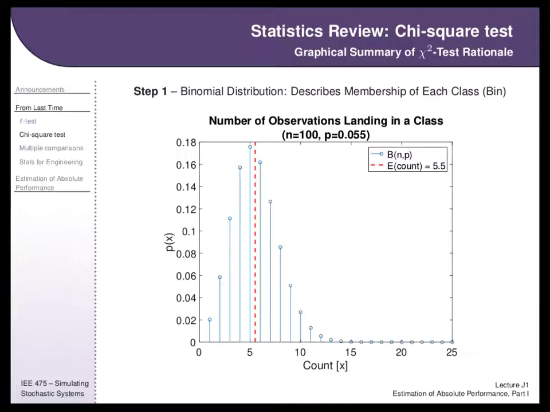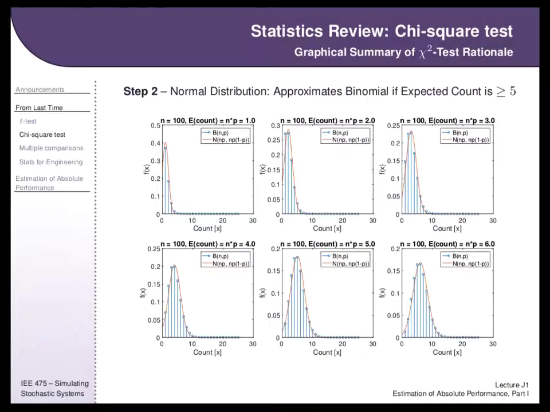Now, the revelation here was that when you look at this, as this expected value gets larger, this starts getting more bell-shaped. Even though it's a discrete distribution, it starts looking more normally distributed. So here I've got the expected value is 1, expected value is 2, expected value is 3, 4, 5, and 6. These are all binomial distributions, and I've also put an approximation of a normal distribution on top of them.